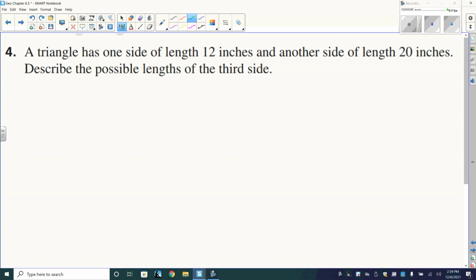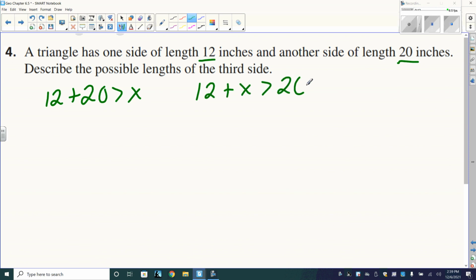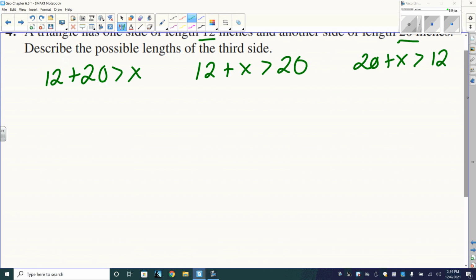Let's look at the next one. If one side of the triangle is 12 and the other side is 20, we want to describe the possible third side. So we could say 12 plus 20 is greater than x. 12 plus x is greater than 20. And 20 plus x is greater than 12.